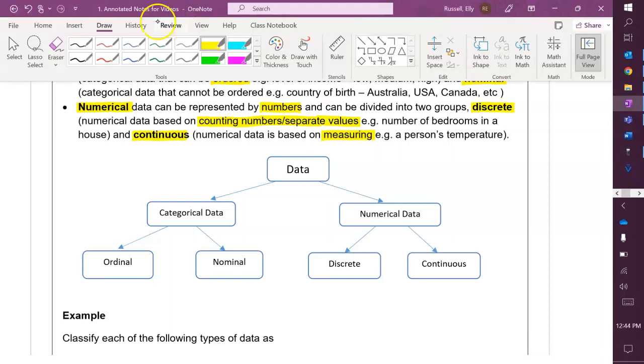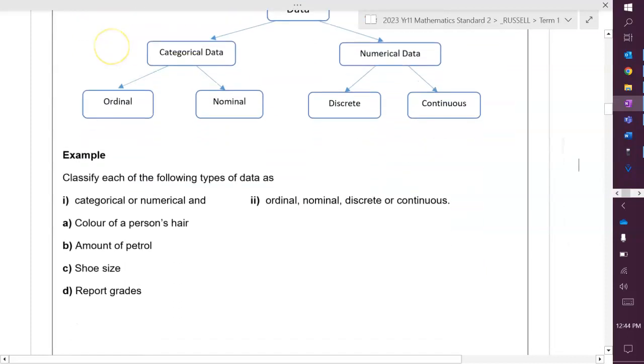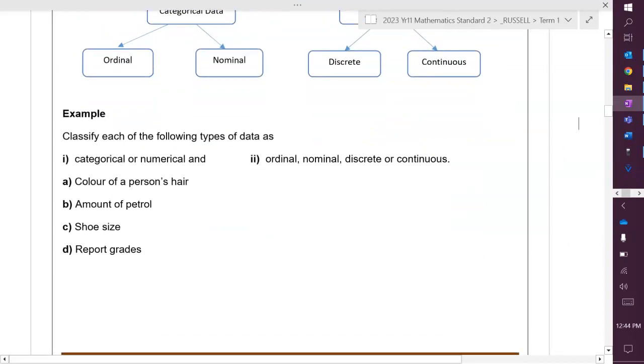So if we have a look at the examples here, classify each of the following types of data as categorical or numerical, and then depending on which one it is, either ordinal, nominal, or discrete, continuous. So the colour of a person's hair, that is descriptive or a category. So we get categorical. And from that, if we look at that, it is a nominal piece of information.